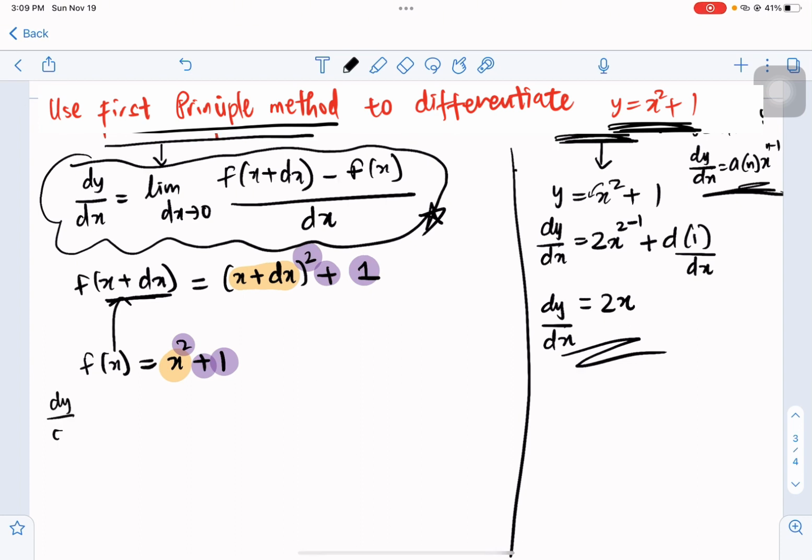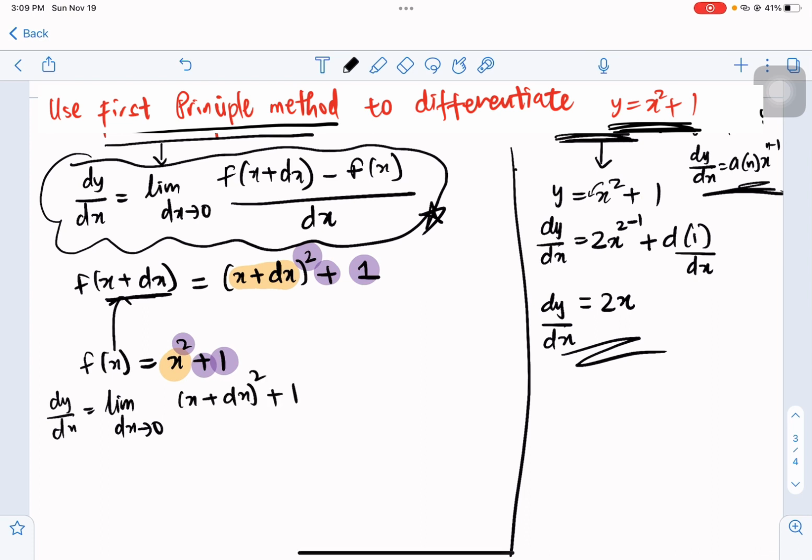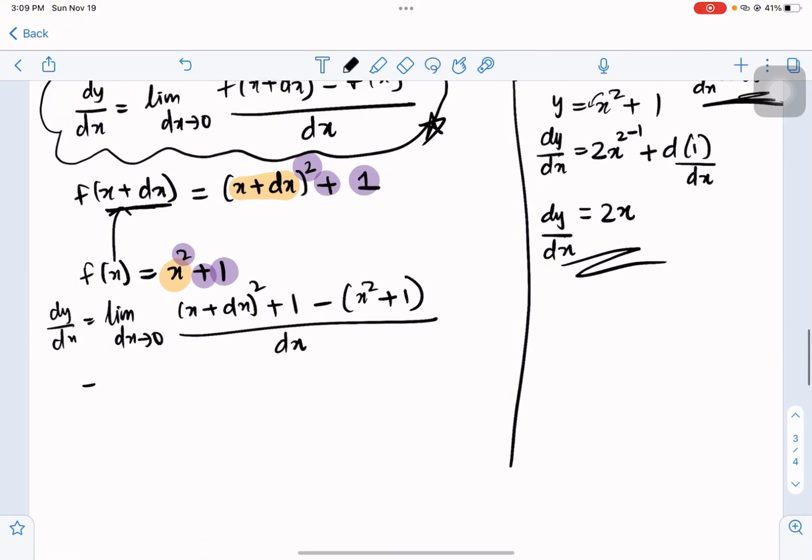So dy over dx equals the limit as dx tends to 0. You have f of x plus dx, which is x plus dx whole square plus 1. Then minus, you have to subtract f of x, which is x squared plus 1. So always put it in the bracket, okay? So divided by dx.